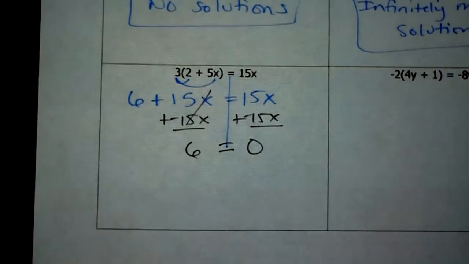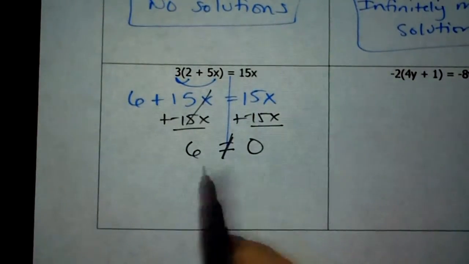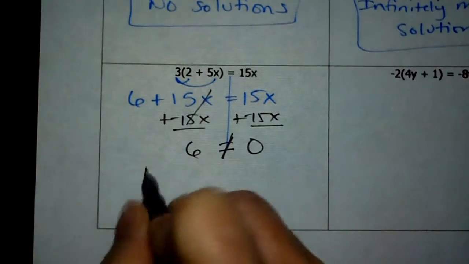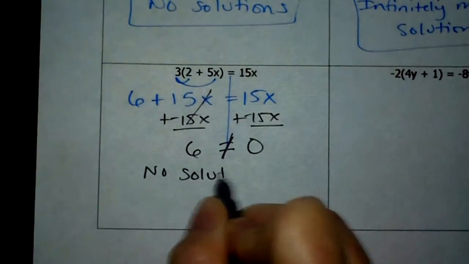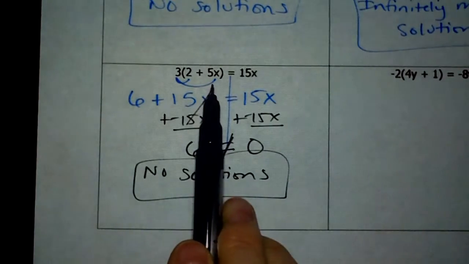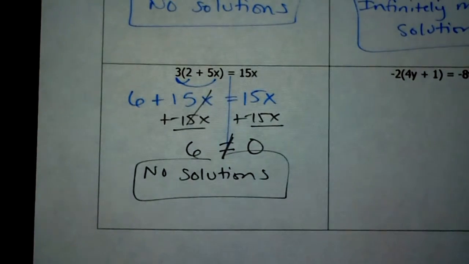Does 6 equal 0? No. So because this end statement is not true after the variable terms have canceled out, that means this equation has no solutions. No matter what I plug in for x, there's no way to make this statement true.